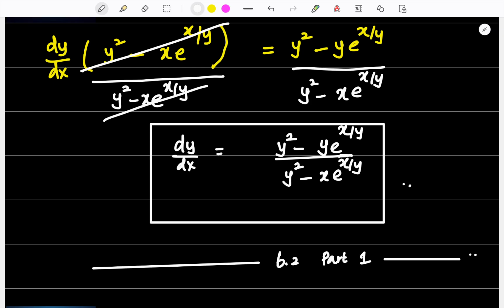In the next video, we will take the derivative of a power x and ln x.